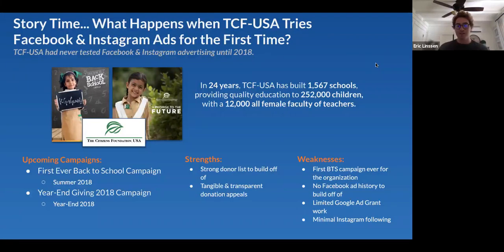So donate $144, you send a girl to school for a year, extremely tangible, and really clear on the impact. Of course, weaknesses: they've never run a back to school campaign, and they had no Facebook ad history to build off of, which is definitely difficult, especially when they also have a minimal Instagram following, when getting started and you don't have that much data in the Facebook platform or in the pixel to build audiences off of.